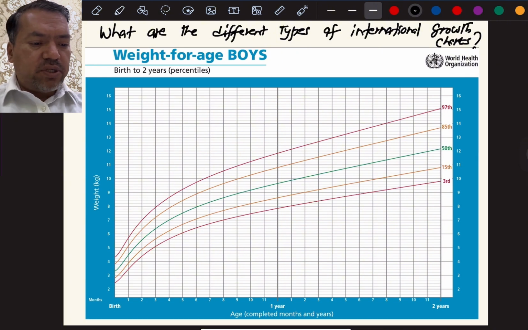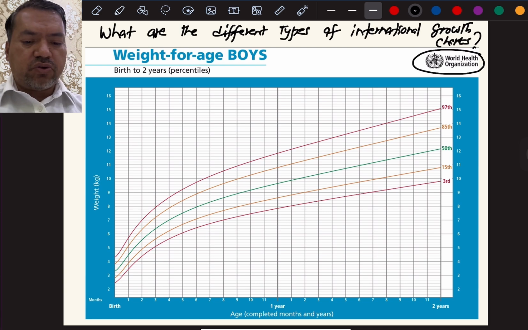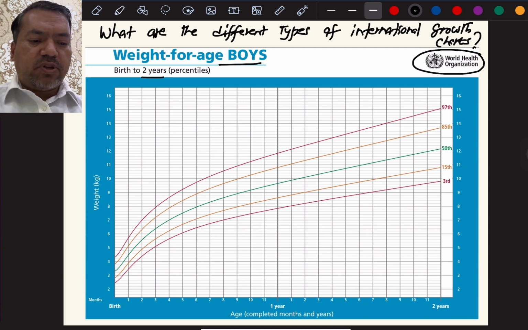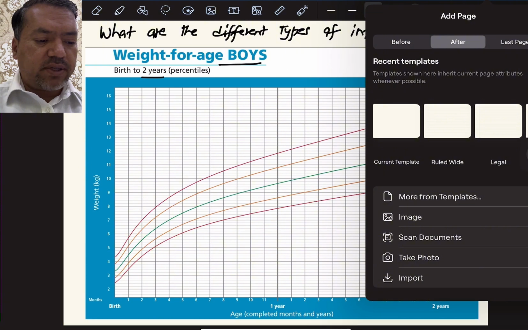Okay, so this is developed by World Health Organization or WHO, and this is called weight for age chart for boys. Okay, weight for age chart for boys, and this is up to the 2 years, and these are the percentile chart. Okay, so a little bit of concept about this different type of international growth chart here.